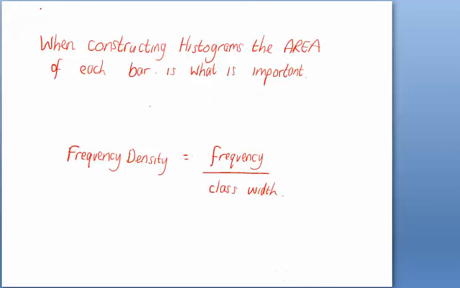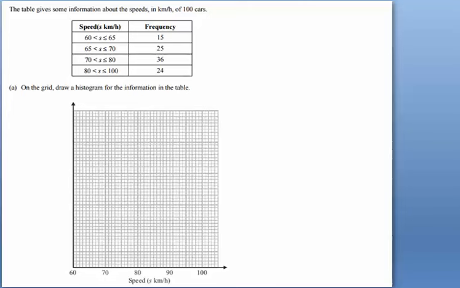So here we can see, when constructing histograms, the area of each bar is what is important. And the vertical axis becomes frequency density. This is calculated by doing the frequency divided by the class width. Let's have a look at our first problem here.